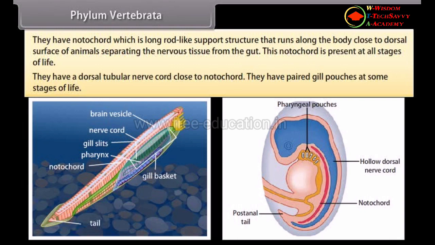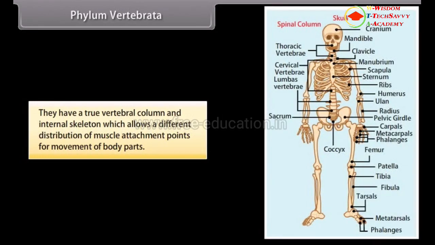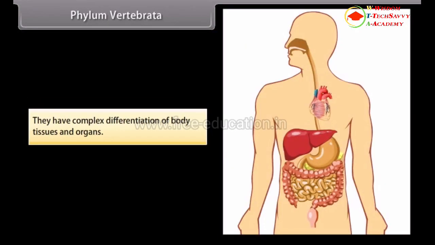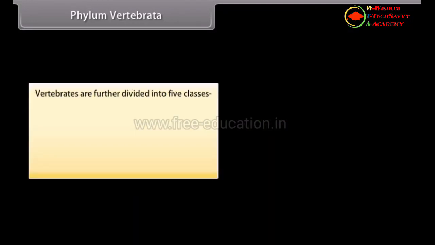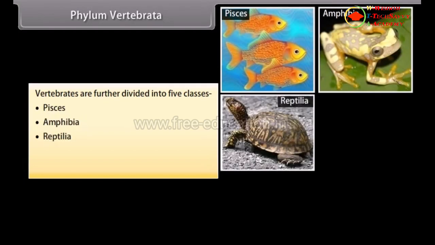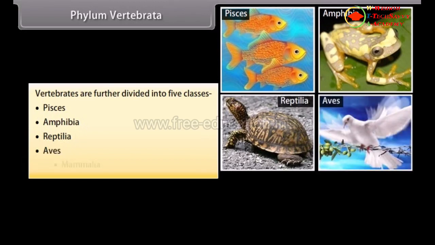They have a dorsal tubular nerve cord close to notochord. They have paired gill pouches at some stages of life. They have a true vertebral column and internal skeleton, which allows a different distribution of muscle attachment points for movement of body parts. They have complex differentiation of body tissues and organs. Vertebrates are further divided into 5 classes: Pisces, Amphibia, Reptilia, Aves, Mammalia.